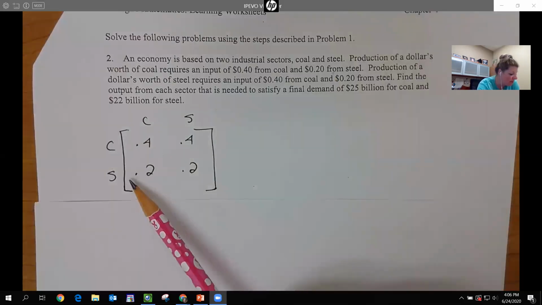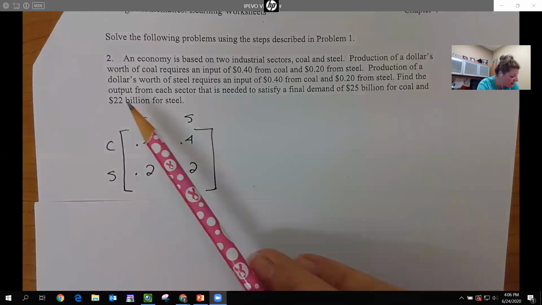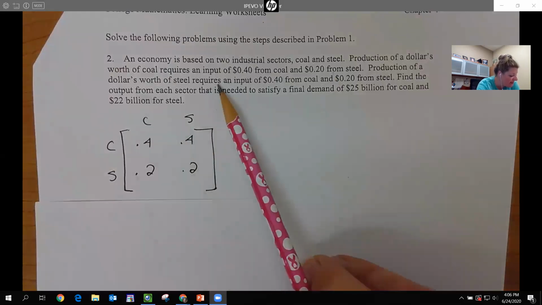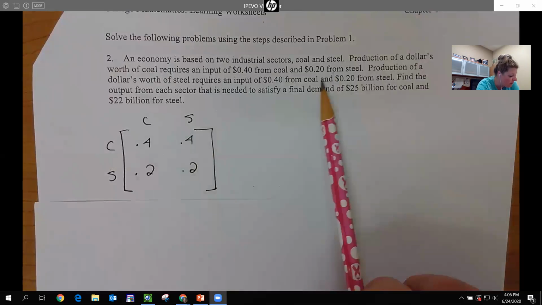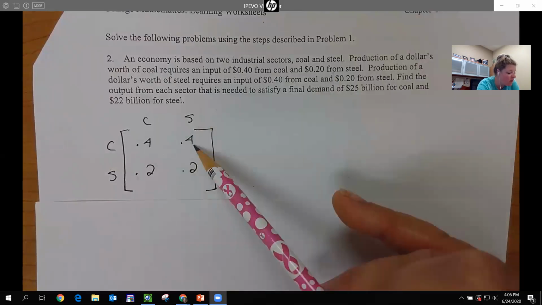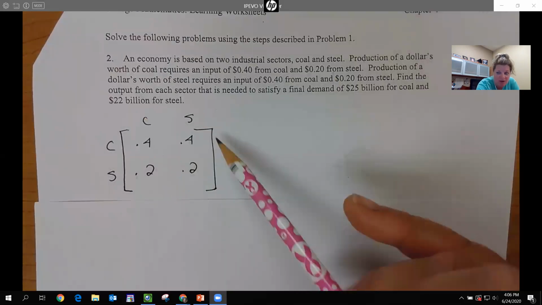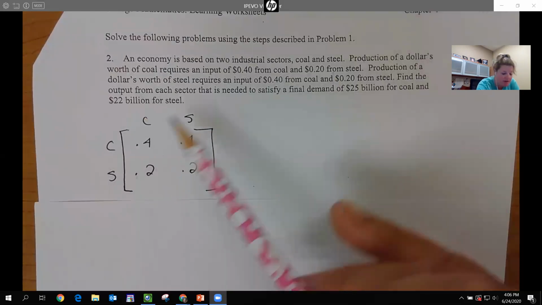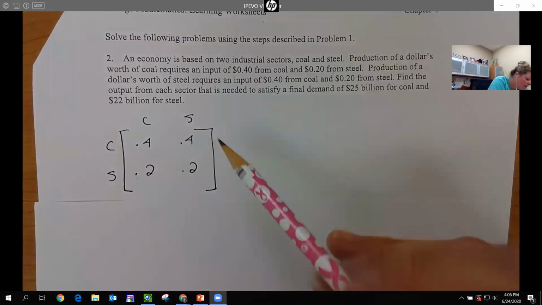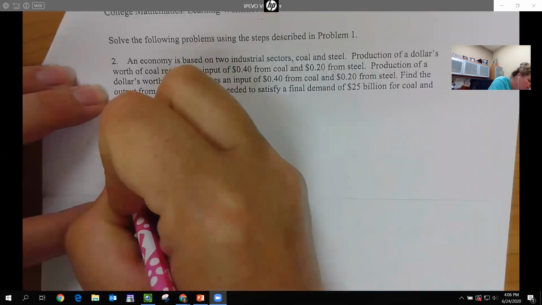So then the next part, production of $1 worth of steel requires 40 cents from coal. So we need 40 cents of coal to produce the steel. Input, output, input, input, output. I think that the book kind of does this in some of them.